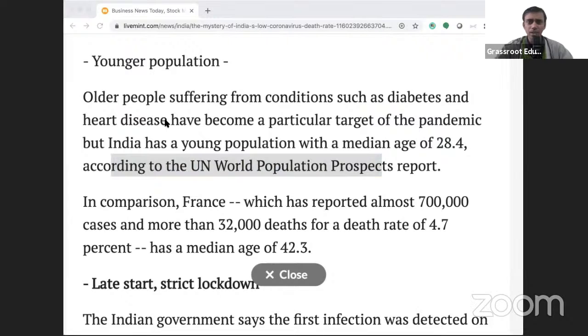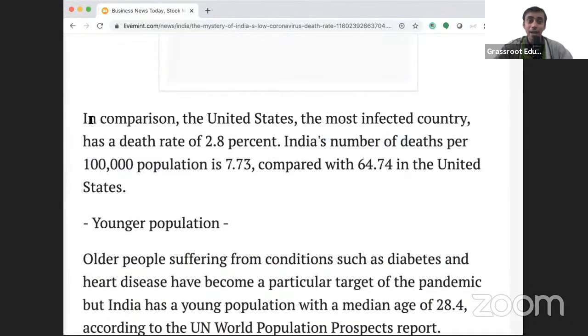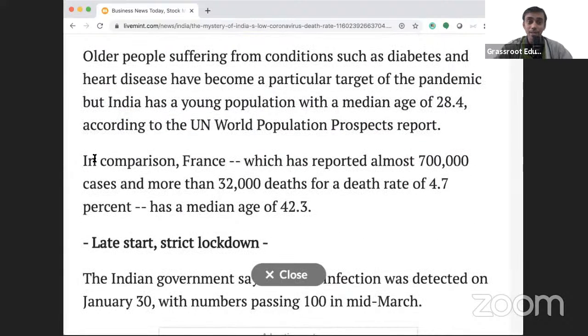Now, in comparison, again, see how I'm comparing here. Once more in comparison: France, which has reported almost 700,000 cases, 7 lakh cases, and more than 32,000 deaths, for a death rate of 4.7%, has a median age of 42.3.